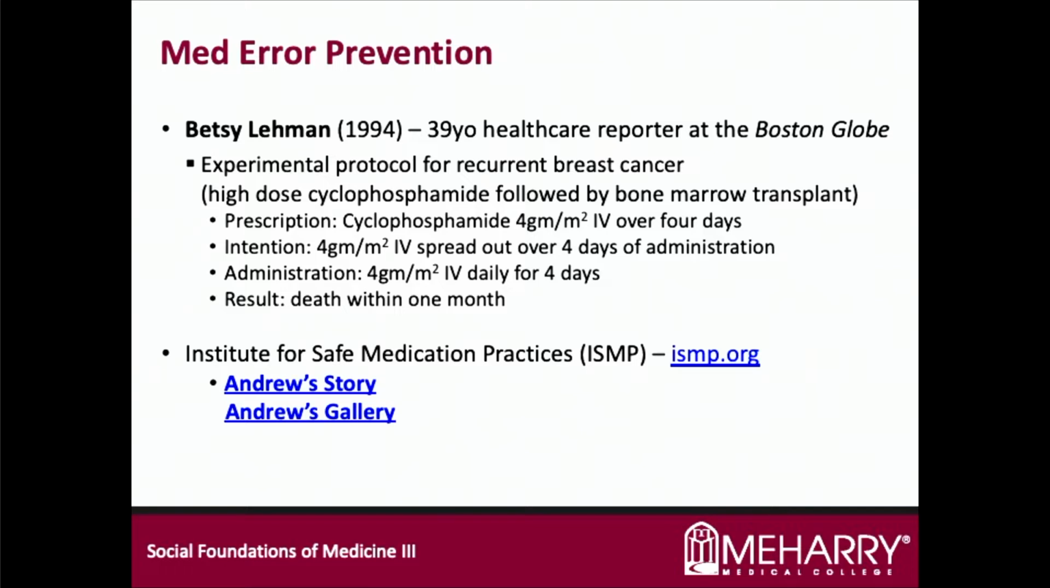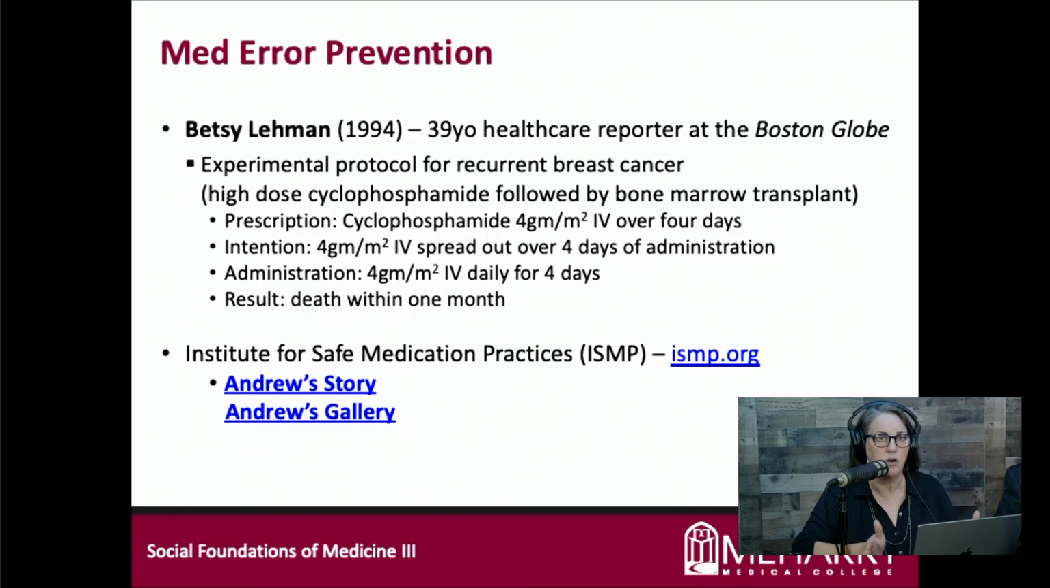The provider wrote for her to receive cyclophosphamide 4 grams per square meter of body surface area, IV over 4 days. The way that was intended was that the entire dose would be spread out over 4 days. It was interpreted by the nursing staff, and therefore administered, as 4 grams per square meter every day. So effectively, she received 4 times the dose that was intended. And within a month, she had died.